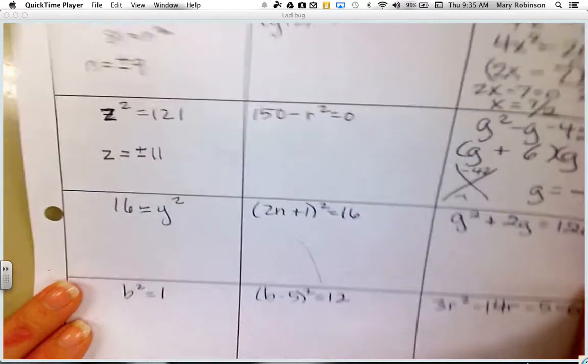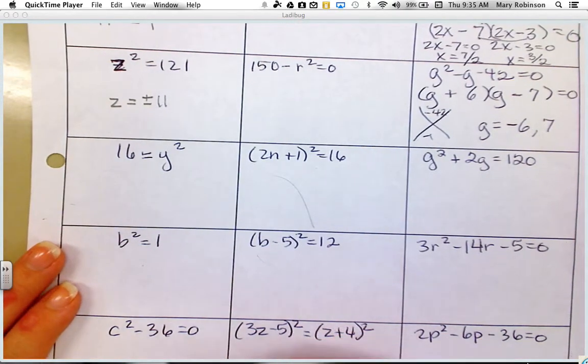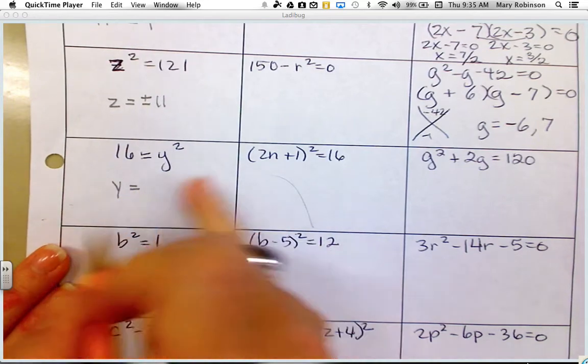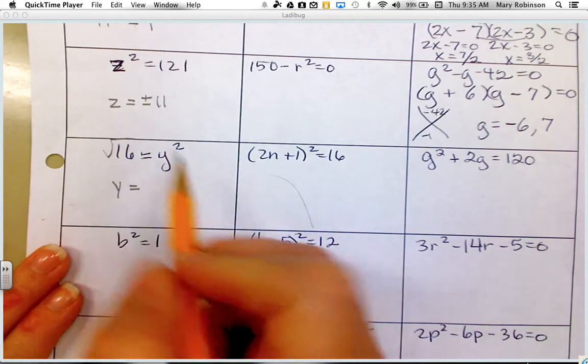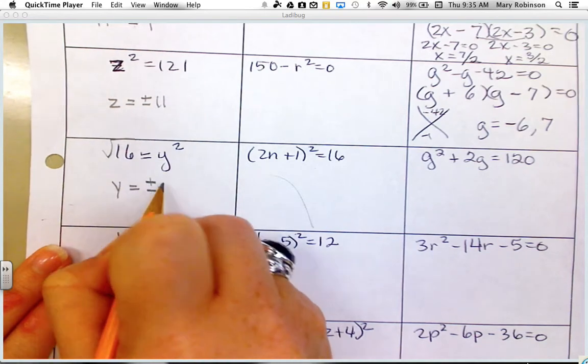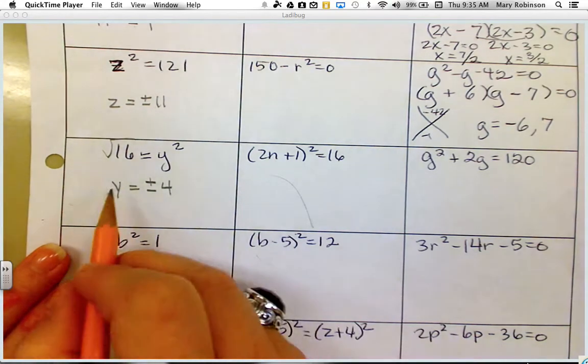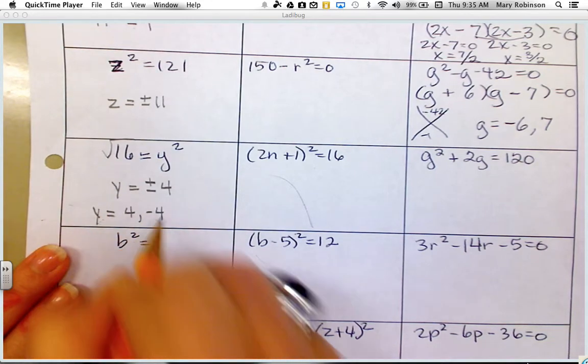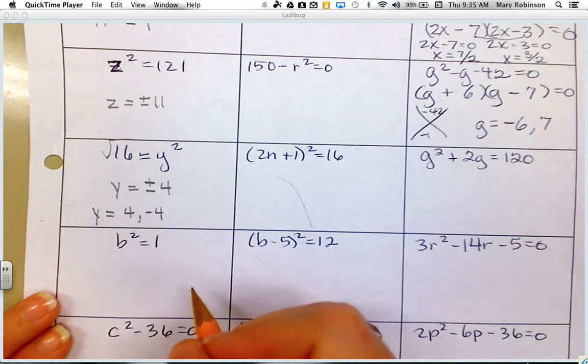Next, 16 equals y squared. Devin? Not quite. Square root of 16. 4, negative... positive and negative 4. Good. So it's not that you have to write it like that. You could also write it as 4, comma, negative 4. That would be okay too.